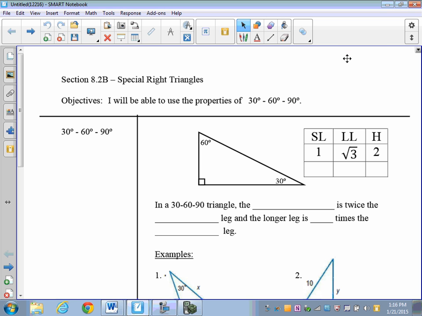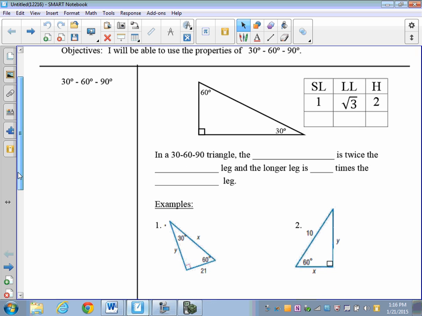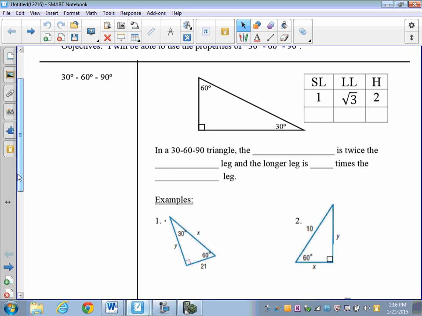These are the notes for the second part of section 8.2, special right triangles. This time we'll be talking about the properties of a 30, 60, 90 triangle. So this is very much related to the last video on 45, 45, 90 triangles. We just have a different one that also has a special relationship.